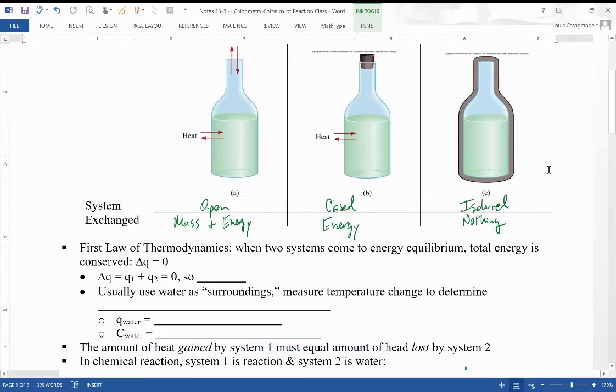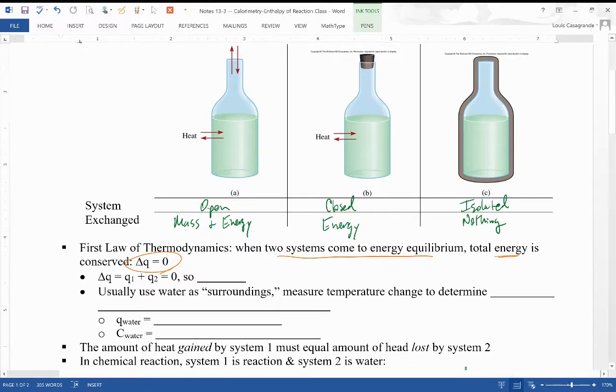The first law of thermodynamics essentially says that when you have two systems coming to an energy equilibrium, in which some sort of energy is exchanged, the total energy is conserved. So like we said up above, the change in Q, that heat that's being exchanged, this is just the same Q that we saw way back when we did our lab on specific heat, and we'll actually be talking about specific heat a little bit today. When two systems come to equilibrium, there should be no change in the total energy within the system.